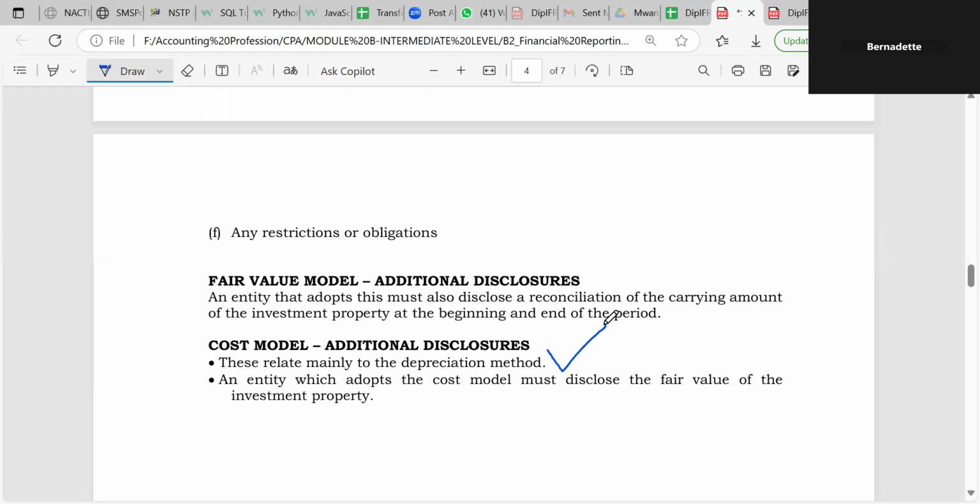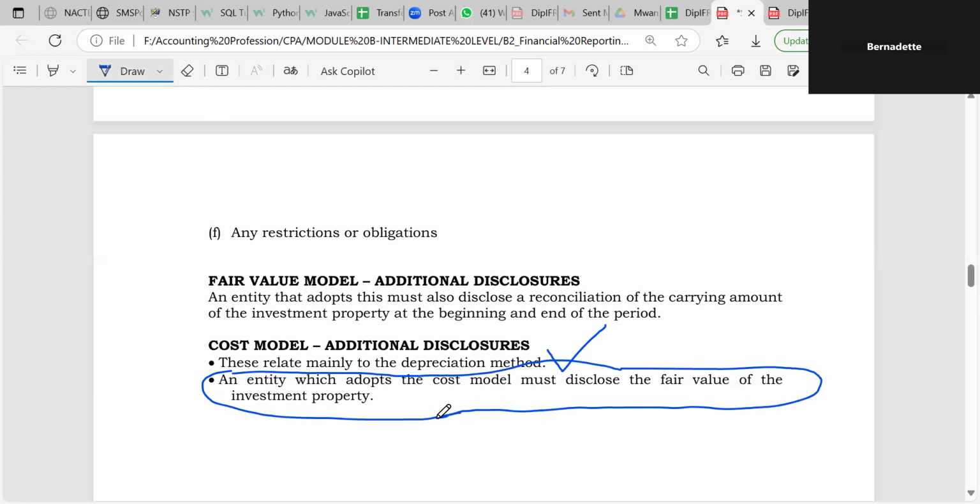Yes. The most important point on these disclosures is down here. Like I told you before, fair value model is expected to be better than what? Than cost model. So if you are using the cost model, you have to disclose the fair value of the investment property. If the stakeholders find a significant difference between cost model and fair value model, they would ask, I don't understand you. You are using the cost model, but I can see a huge difference between the carrying amount and the fair value.